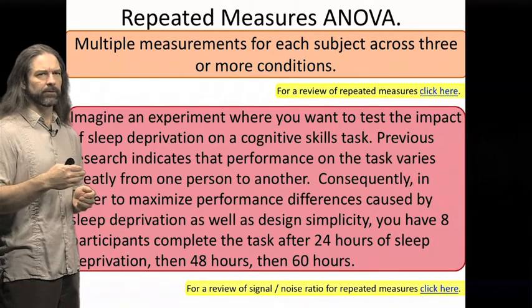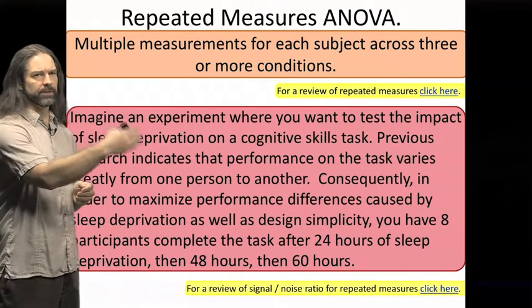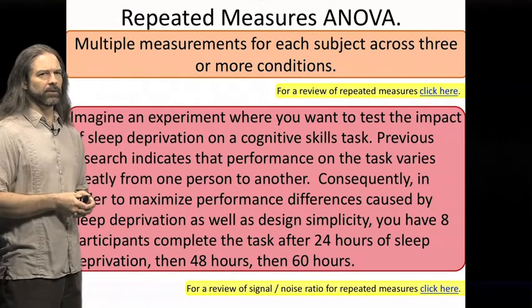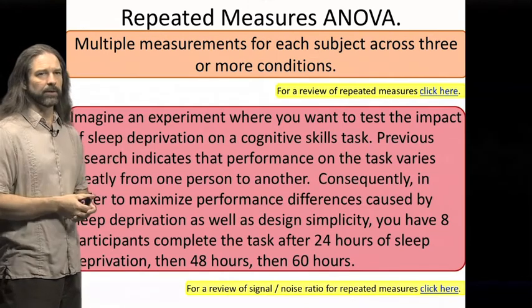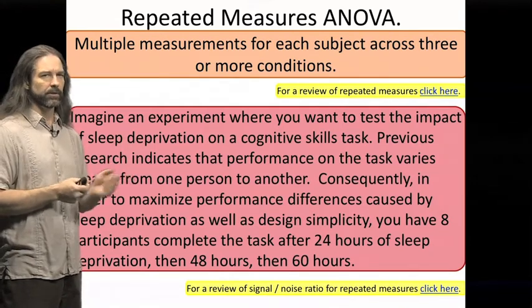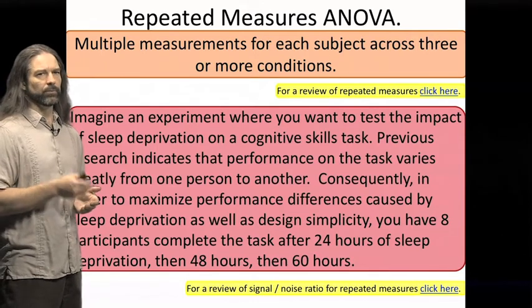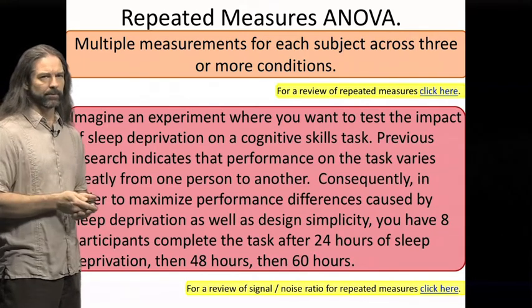By keeping the same individuals at 24, 48, and 60 hours, you're basically minimizing the noise across those levels of the independent variable. Again, the independent variable here is sleep deprivation. The levels would be the 3 different amounts of sleep deprivation.